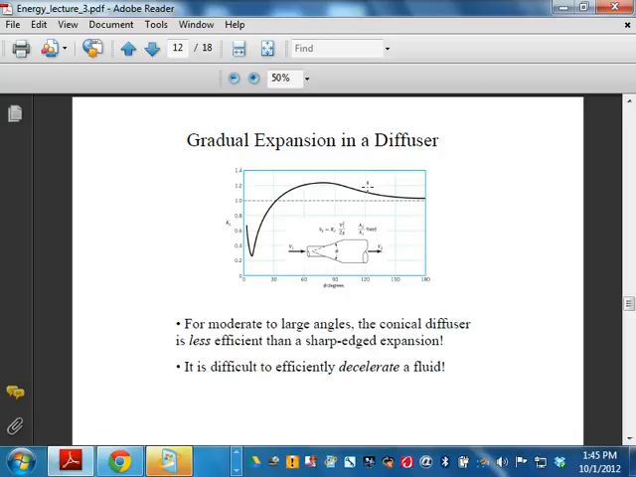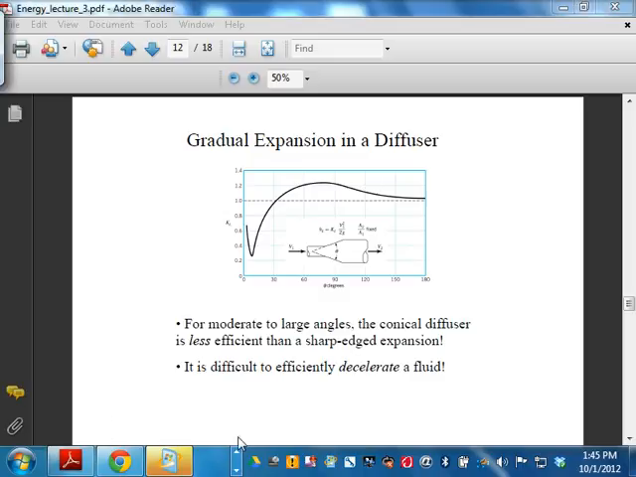Alright? So at this part here, there's no separation. Okay? But if you diffuse at any angle faster than that, the flow will not follow your wall. It will separate, and when you have separated flow, the stagnant region there will recirculate and will dissipate a lot of the energy. Alright? So I'll draw a picture.